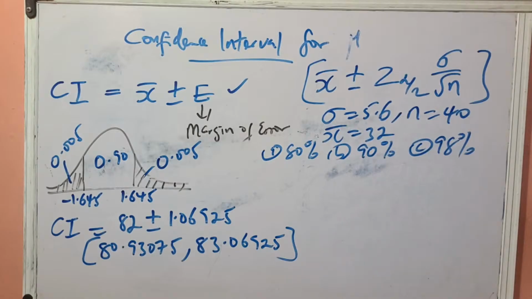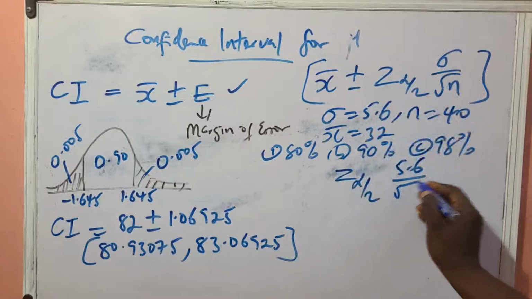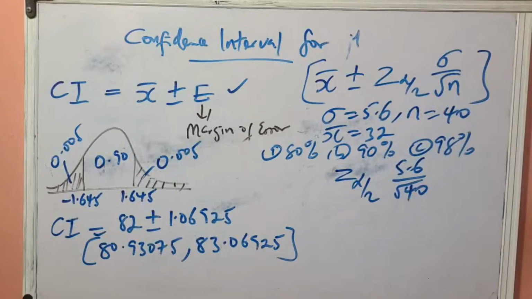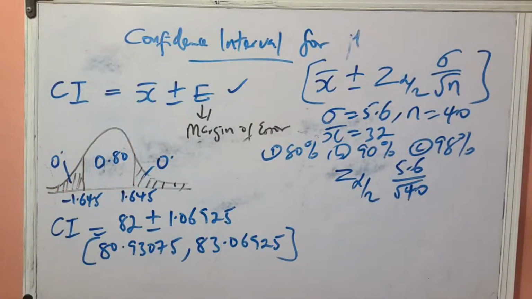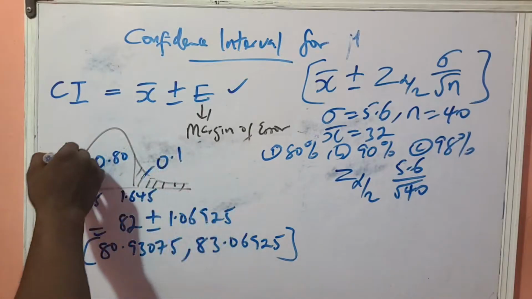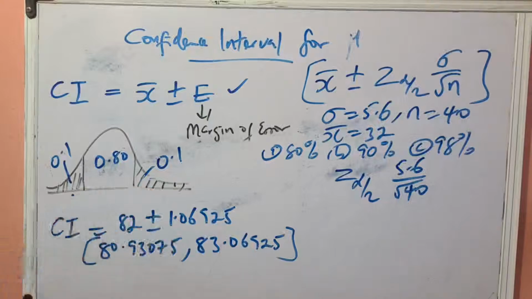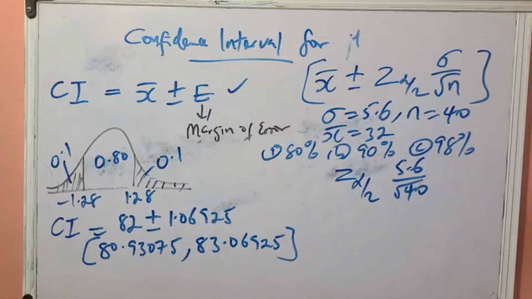Because all you have to do here is fix these values. So you have Z alpha over 2, your sigma is 5.6, and your n is 40, square root of 40. So you go on to find the value for 80% for Z alpha over 2. This place will be 0.80, obviously, and you'll be having 0.2 on both sides. So we will be dividing it to get 0.1 and 0.1. In this case now, your Z value, if you check this on your table, you should get a value of minus 1.28 and 1.28.